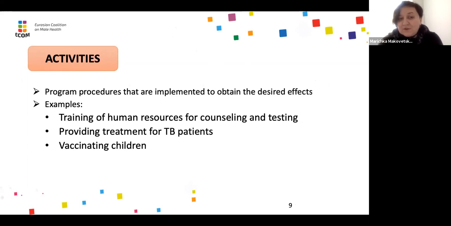So examples of activities. If you have a tuberculosis or HIV program, and you have nurses or social workers delivering services to the clients, then obviously one of the activities would be training of the human resources on counseling and testing, let's say, or tuberculosis screening, or any other services they're supposed to provide for your clients. Then activities would also include provision of treatment for TB patients, or children's vaccination, depending on your work plan. Those are good examples of activities.